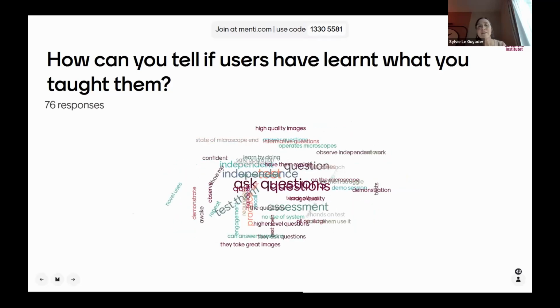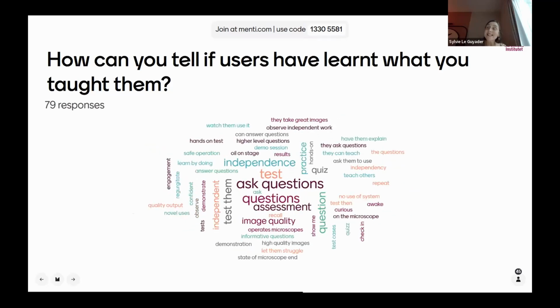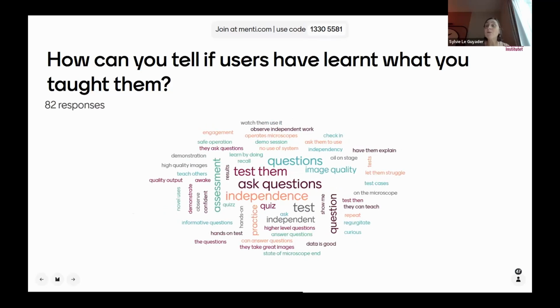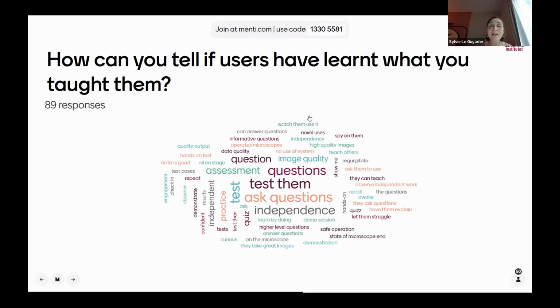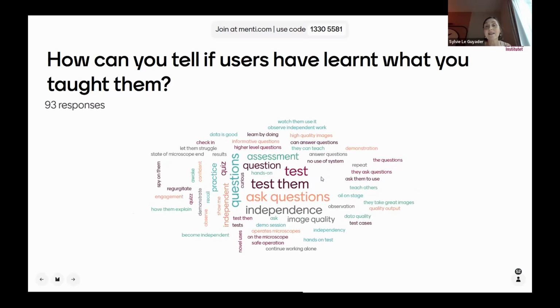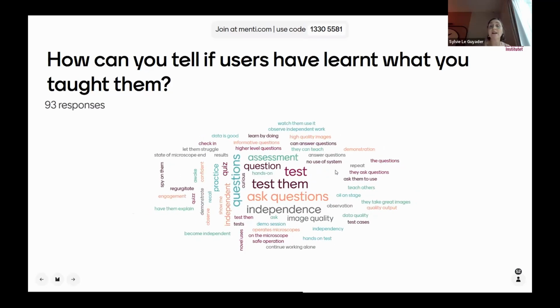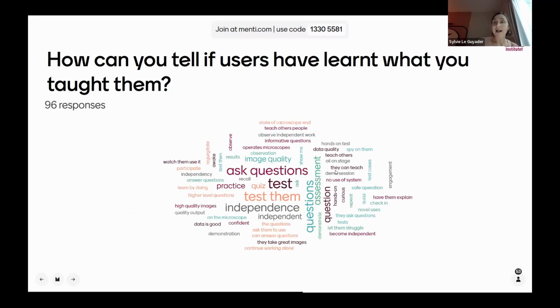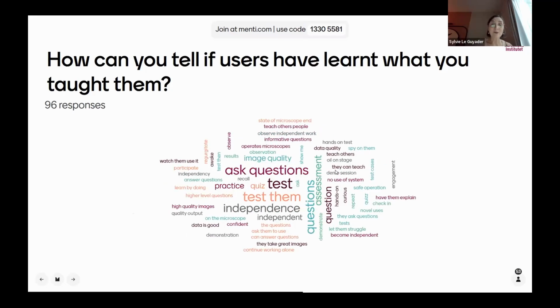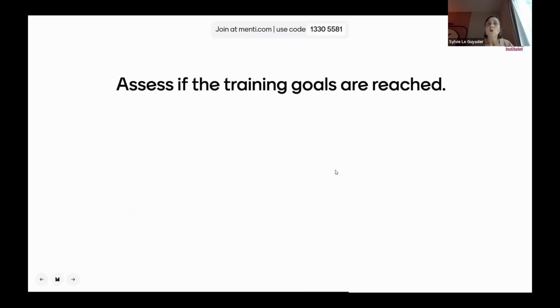I can see lots of very interesting words, assessments, and assessments is a key word in pedagogy. So very good. So you can see that the terms that come back mostly are testing, asking questions. This is so important. So thank you very much for your answers. So assessments are the core of pedagogy. You need to assess if the training goal that you have written and you have shared with your users in the previous slide, if they are reached. So you have to assess.